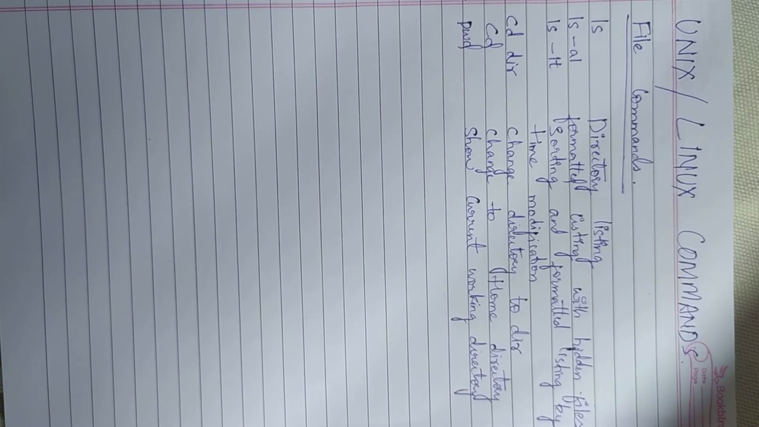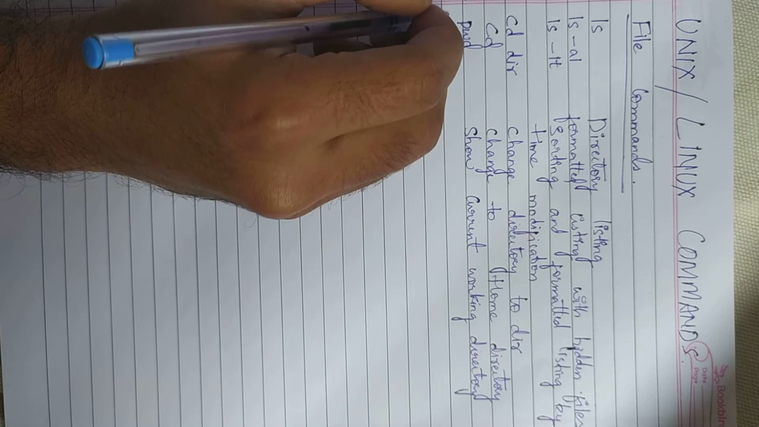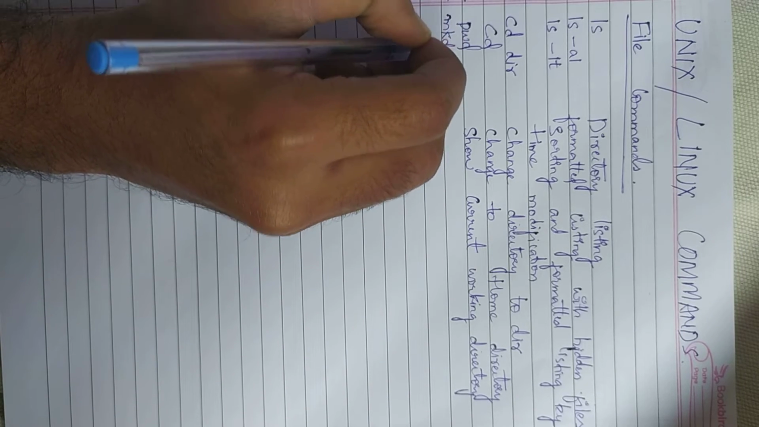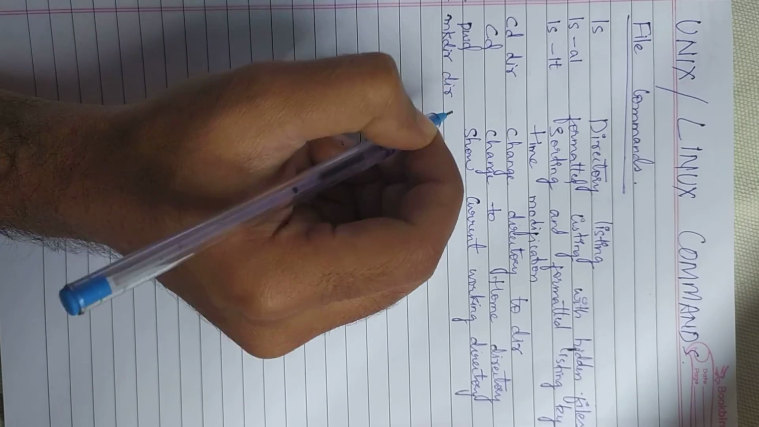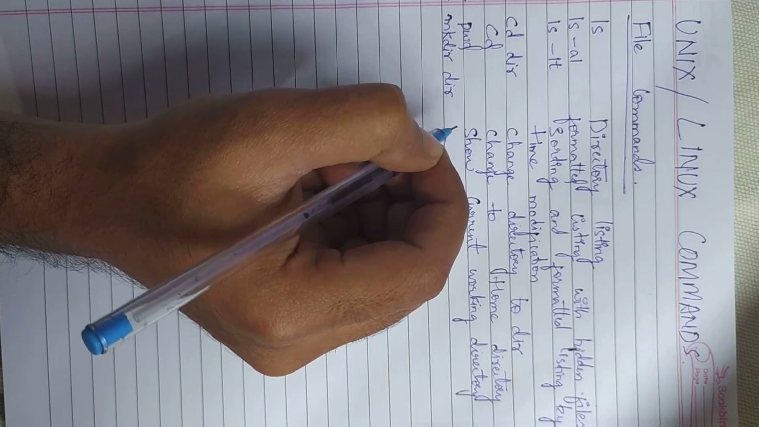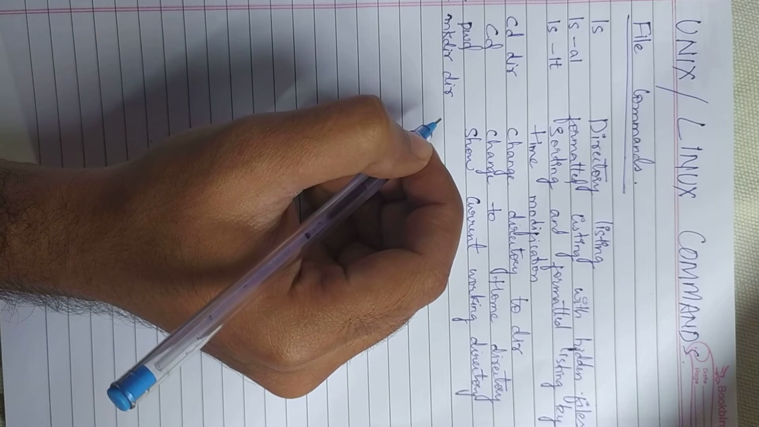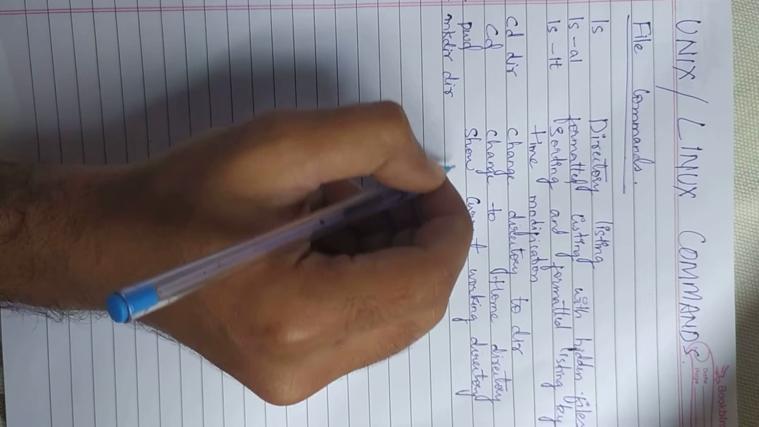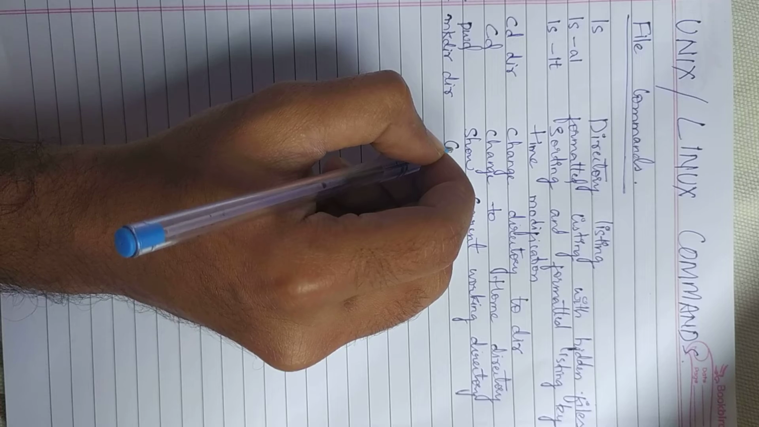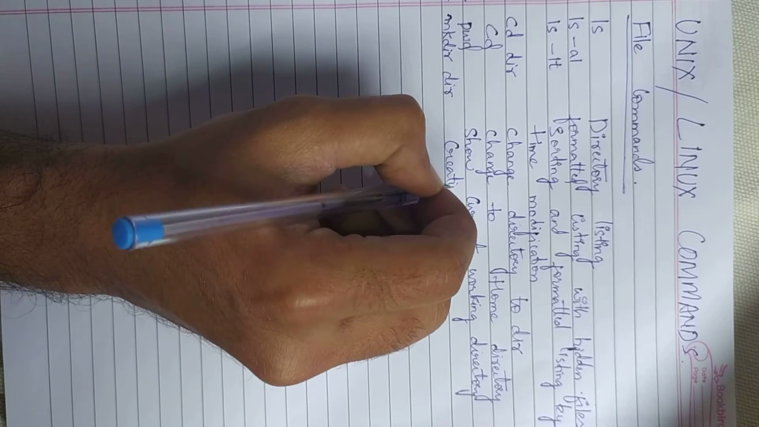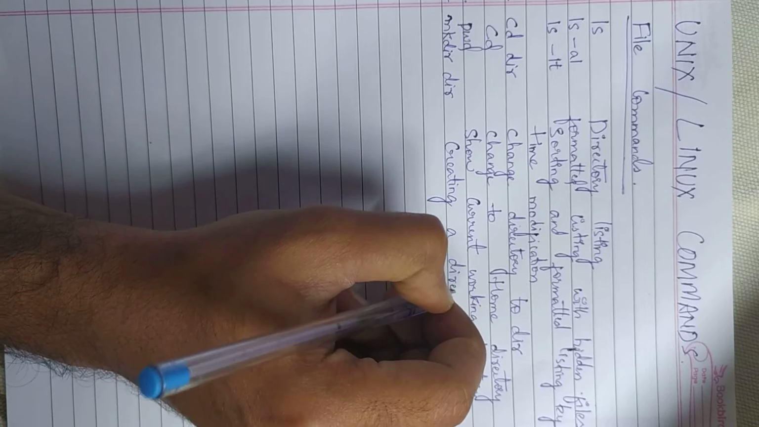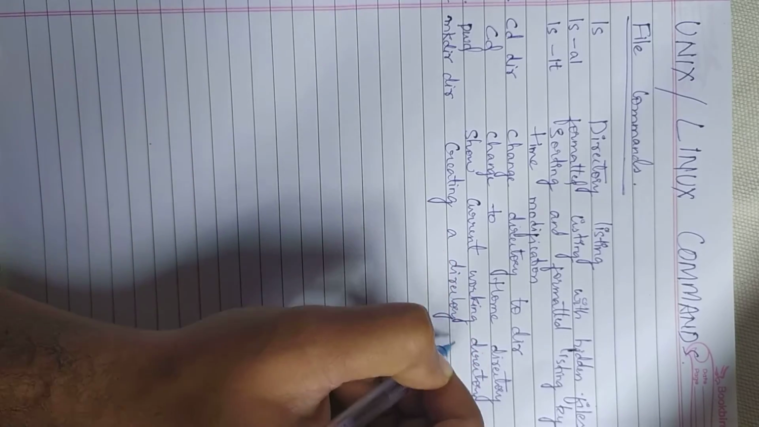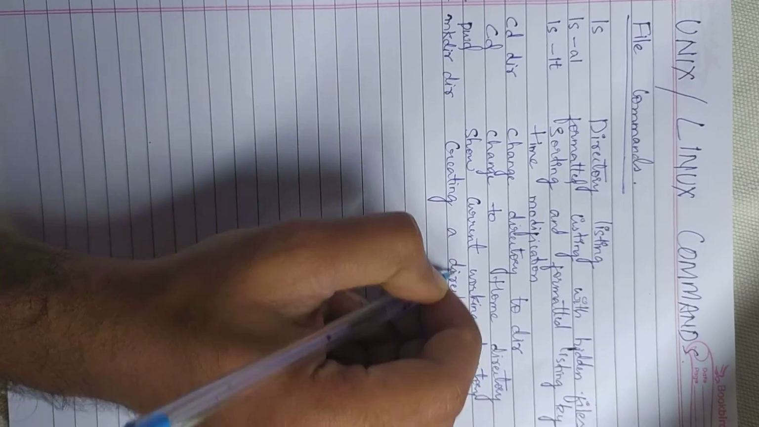Seventh one is mkdir dir. This is for to make directory, create directory, creating a directory, dir.